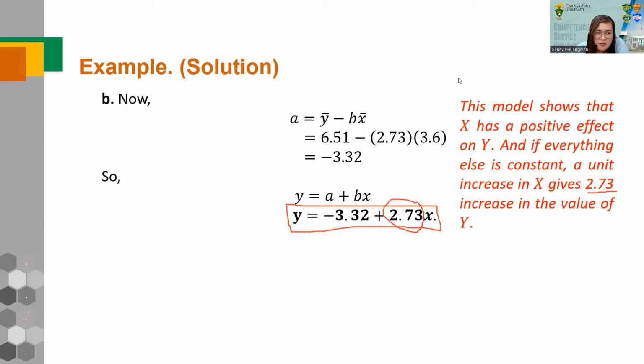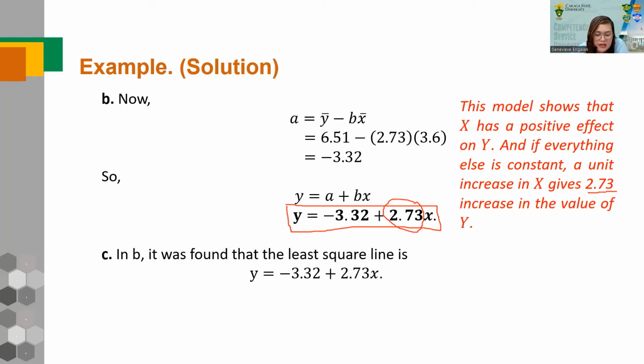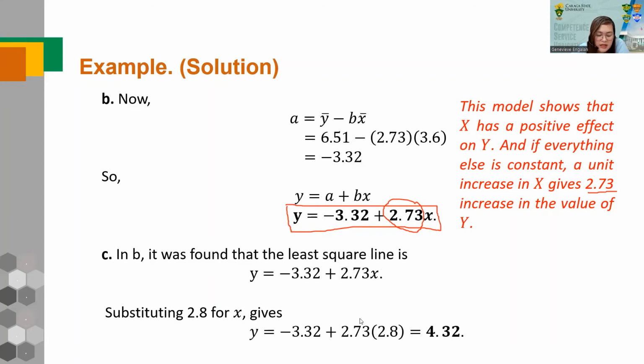Diri na dayon, kung mangutana siya, what is the value of Y kung imong X is 2.8. So, gamiton nato ang atong least square line: Y is equal to negative 3.32 plus 2.73x. So, substituting the value of 2.8 for x, you have negative 3.32 plus 2.73 times 2.8. So, y is 4.32. Pasabot, kung si x is 2.8, ang value ni y is 4.32.